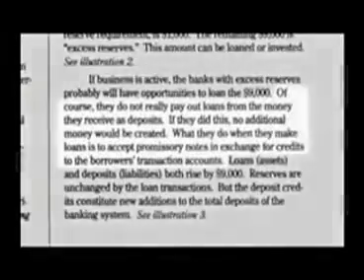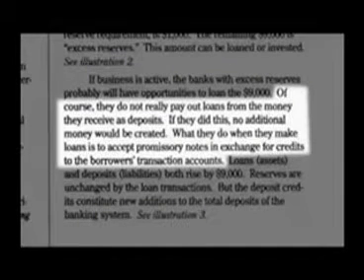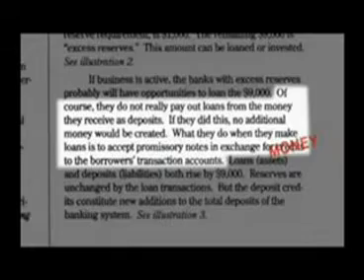As stated in Modern Money Mechanics, of course the banks do not really pay out loans from the money they receive as deposits. If they did this, no additional money would be created. What they do when they make loans is to accept promissory notes, loan contracts, in exchange for credits, money, to the borrower's transaction accounts. In other words, the $9 billion can be created out of nothing simply because there is a demand for such a loan and that there is a $10 billion deposit to satisfy the reserve requirements.